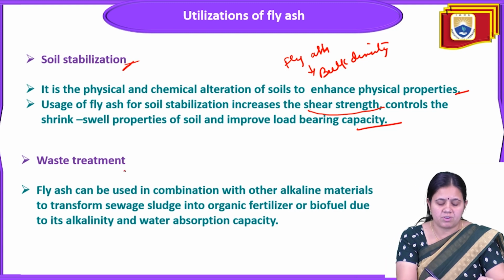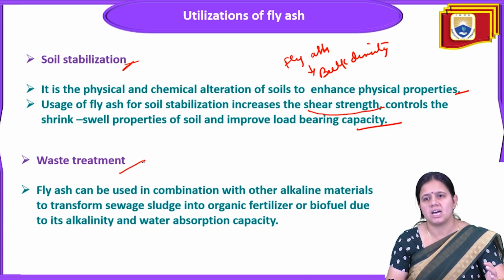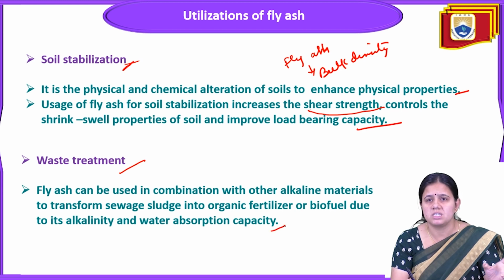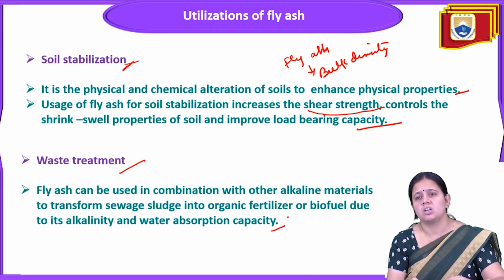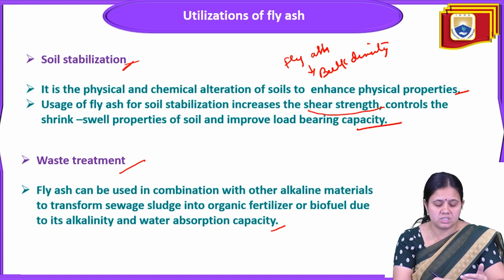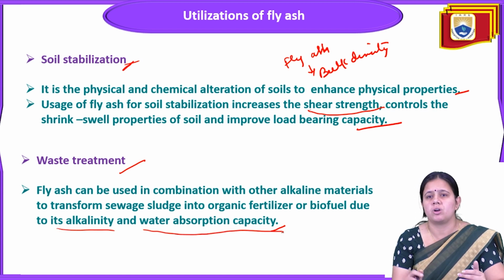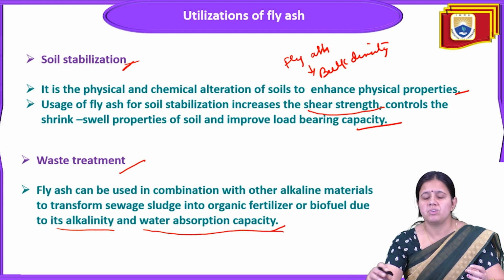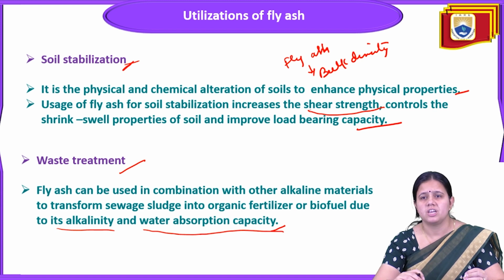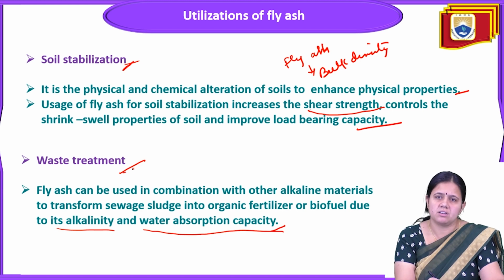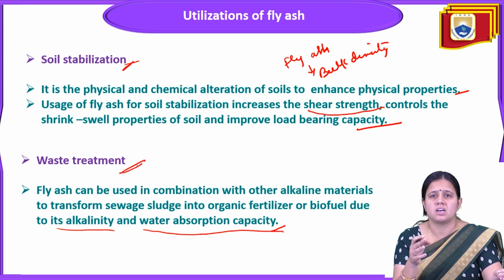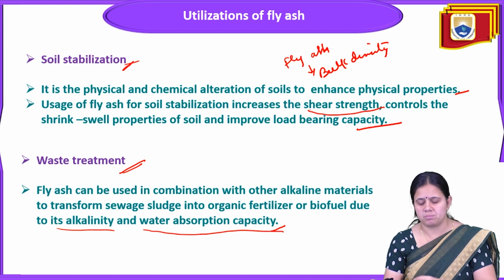Next is waste treatment. Fly ash can be used in combination with other alkaline materials to transform sewage sludge into organic fertilizers or sometimes biofuels, due to its alkalinity and water absorption capacity. So this is another sector where we can utilize fly ash, either in soil stabilization or in the waste treatment process.